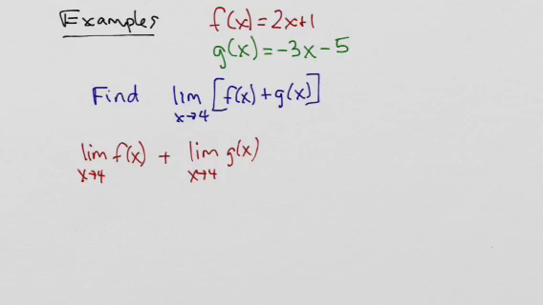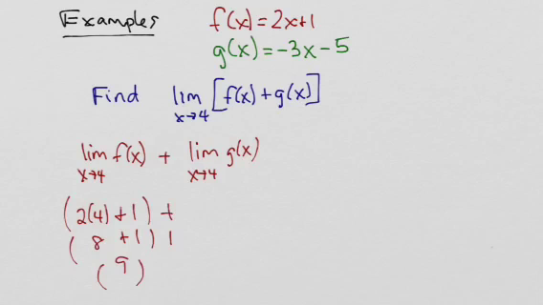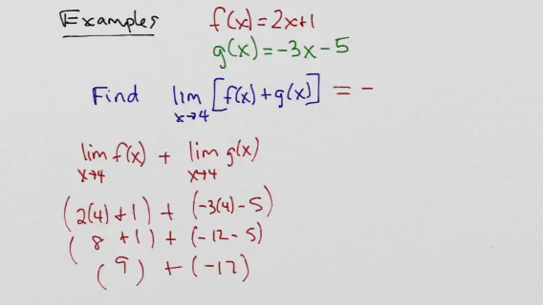So for the first one, the f of x function, we're going to be doing 2 times 4 plus 1, which is 8 plus 1, which is 9. We're doing that first, like it's in a parenthesis, because we don't want to do this add until we find the other answer. So the limit of g of x as x approaches 4, we're talking negative 3 times 4, and then minus 5. And I want to do all of that before I ever add it to the other answer. So that'll be negative 12 minus 5, which is negative 17. Now add their answers, and I get a grand total of negative 8.